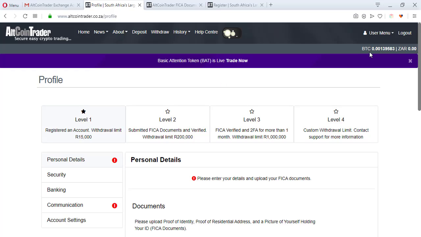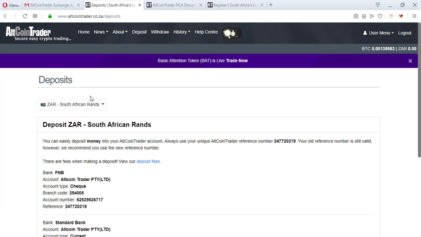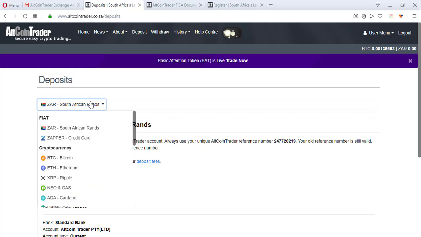So what you can do now, if you want to deposit Bitcoins into your Altcoin Trader, is go to deposit and click on deposit. Now you're going to choose what kind of deposit you want to make. Do you want to make a rand deposit, or do you want to make a crypto deposit? This time I want to make a Bitcoin deposit.